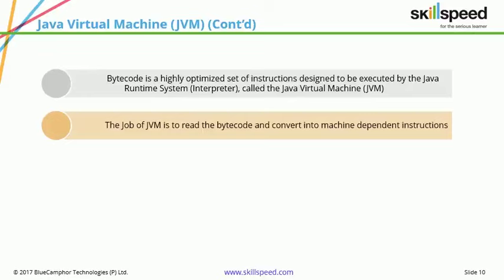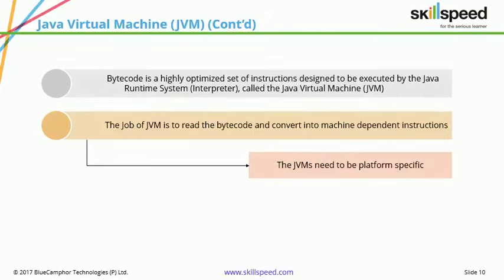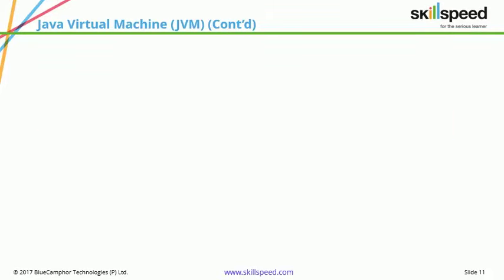The job of the JVM, or the Java Virtual Machine, is to read the bytecode that we have compiled from a Java program and convert that into machine dependent instructions. The job of a JVM is to read the low level program that we have converted from a normal Java program and convert that into machine understandable code, or the object code, or the binary code. So bytecode need not be platform specific, but the JVMs have to be platform specific.